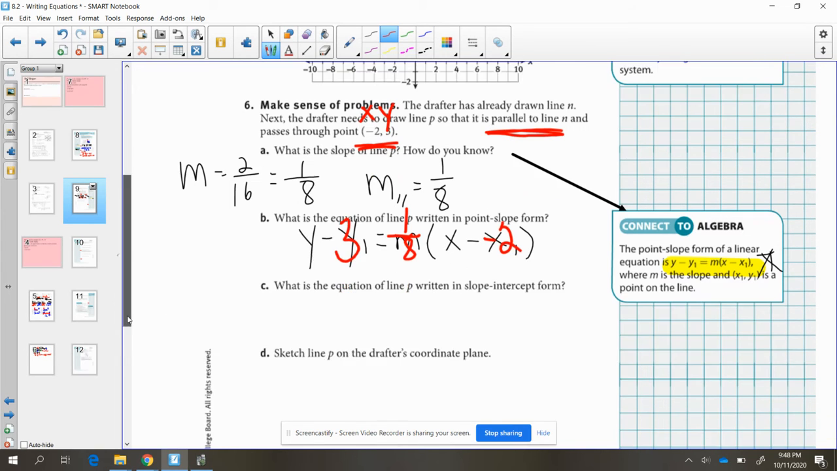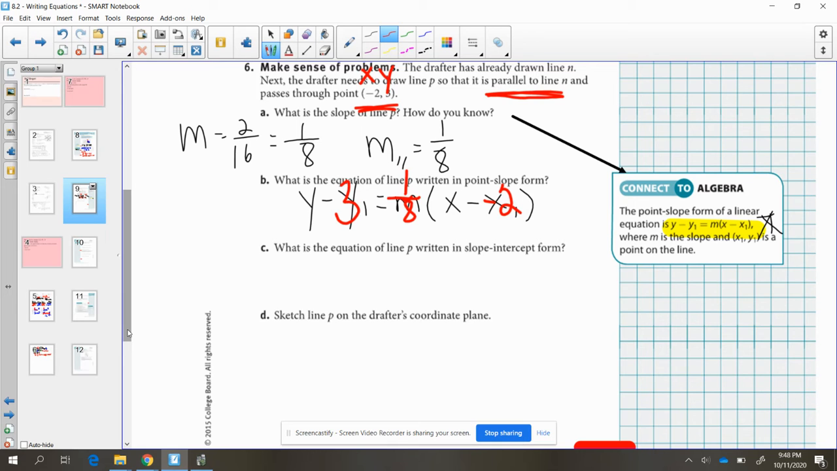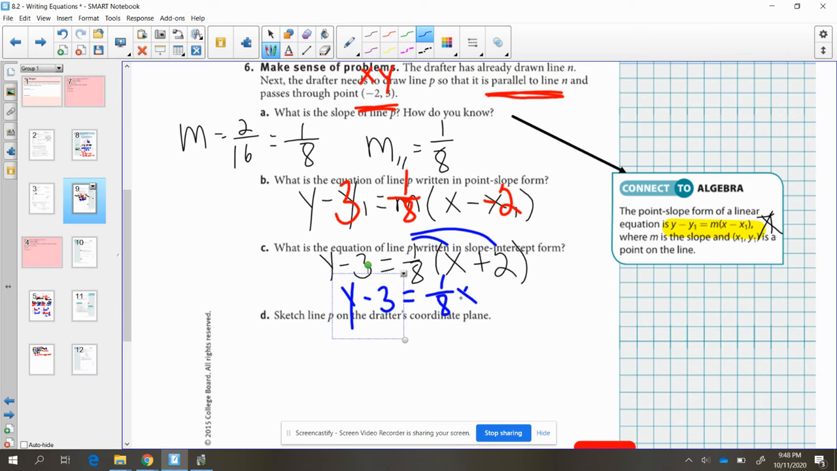So if we simplify this up a little bit, it ends up being y minus 3 equals 1/8 x plus 2, because minus a negative. Now, from here, we want to rewrite this into slope-intercept form. So just as we did the other day, we're going to have to simplify this by distributing. So we have y minus 3 equals 1/8 x, and then 2 times 1/8 is 1/4.